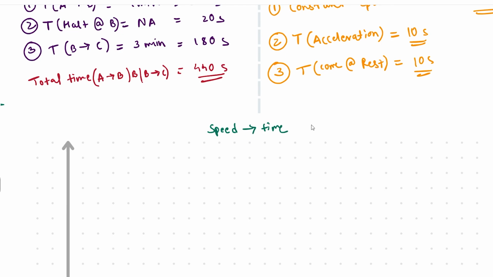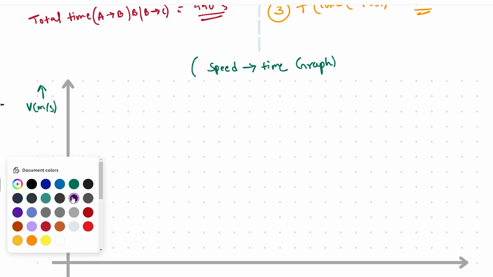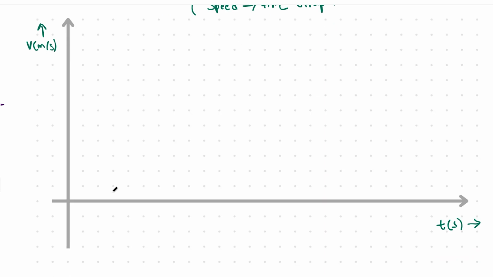Okay, so speed and time graph. First of all, let us mark our axes. We are going to represent the time parameter on the horizontal axis, and then we are going to represent the speed parameter in meters per second along the vertical axis. Okay, now in the time related information, what all do we know?